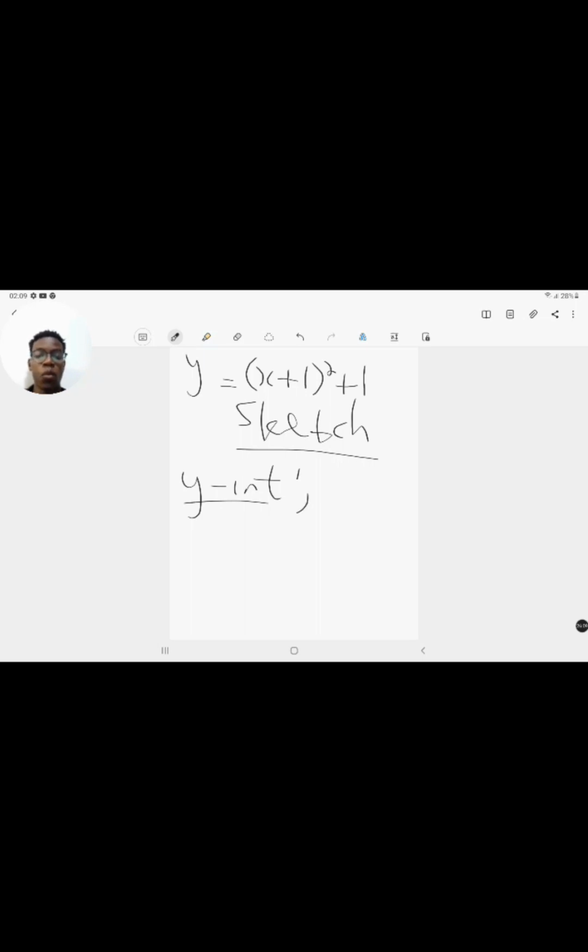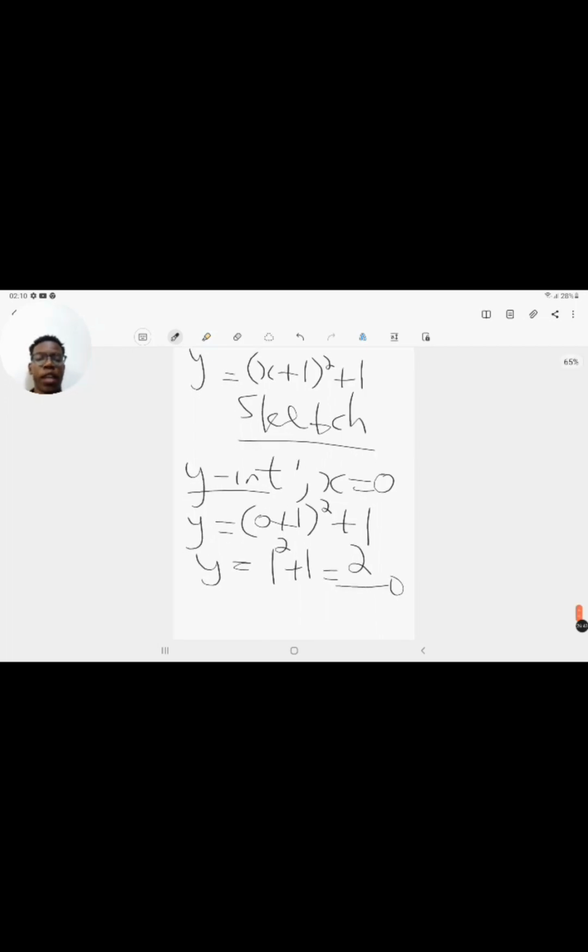Your y-intercept is when x is equal to 0. I explained this in the previous video. So when x is equal to 0, you get your y-intercept. All you do is wherever you see x, you substitute 0. Instead of x, you write 0, so that's 0 plus 1 squared plus 1. So your y-intercept will be 1 squared plus 1, which is 1 plus 1, which is 2. So that's your y-intercept.